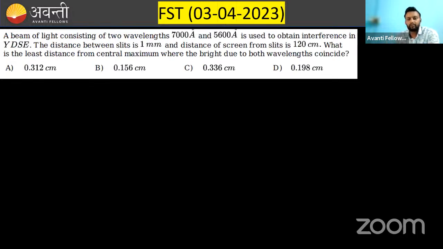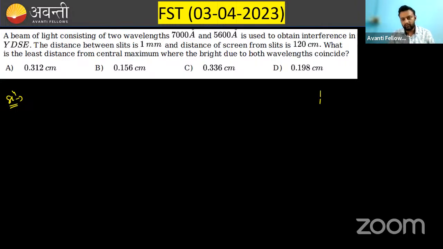Okay, this is again an important question of optics. What it says, this is a question of wave optics, I think. A beam of light consisting of two wavelengths, 7,000 and 5600 angstrom, is used to obtain interference in YDSE.